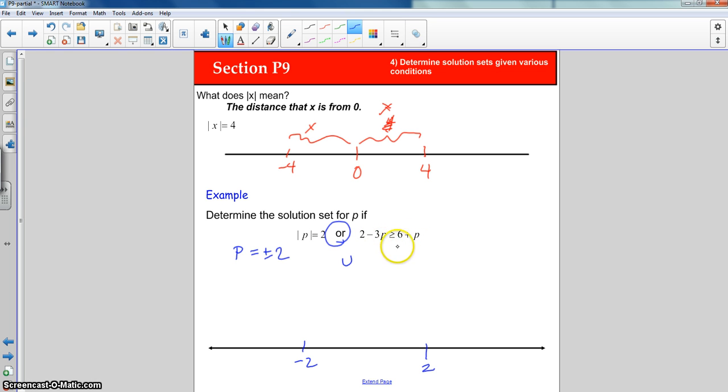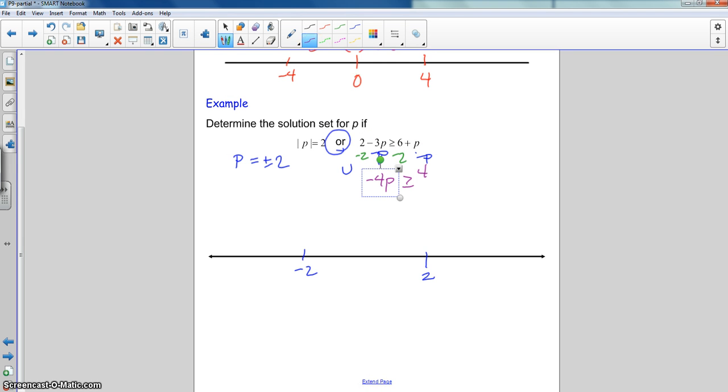Oh, wait, I don't like it on that side. I'm going to move this p over, so subtract p from both sides. And then p's will be on this side, subtract 2, and come up here, subtract 2, and so I end up with negative 4p is greater than or equal to 4. I go ahead and solve this, and I get p is less than or equal to negative 1. Remember I divided by negative 4, so I need to switch the direction of the inequality.